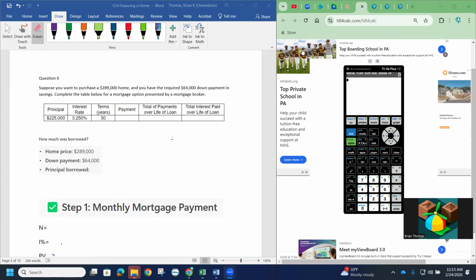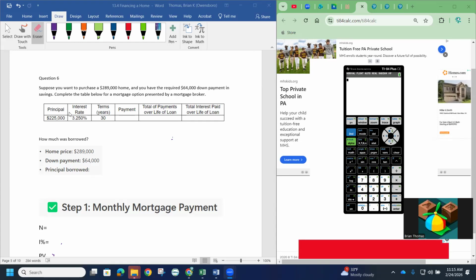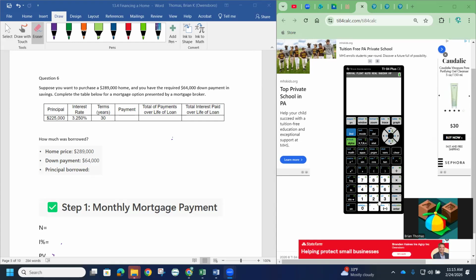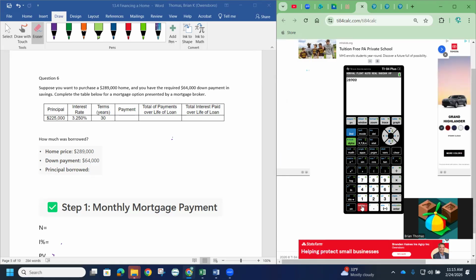So the first thing in the table looks like we're missing is the monthly payment. But notice how the principal's 225,000 because you start out with a $289,000 home. Let me try to type that in. So 289,000. But if we subtract a down payment of 64,000, this is going to leave us 225,000 that we're borrowing from the bank.